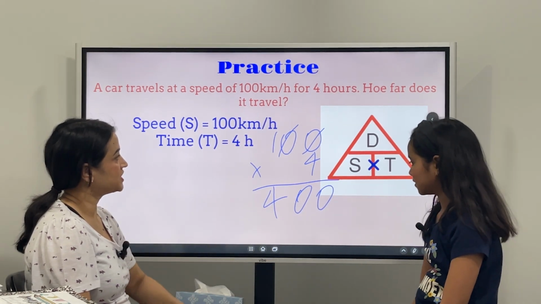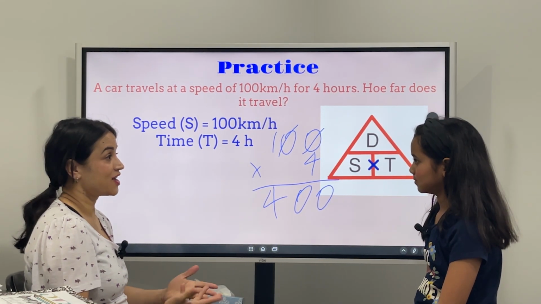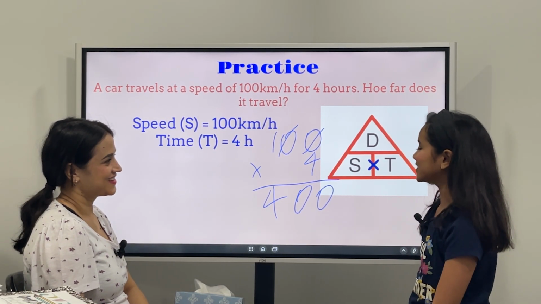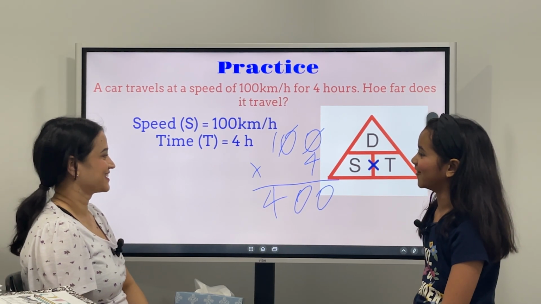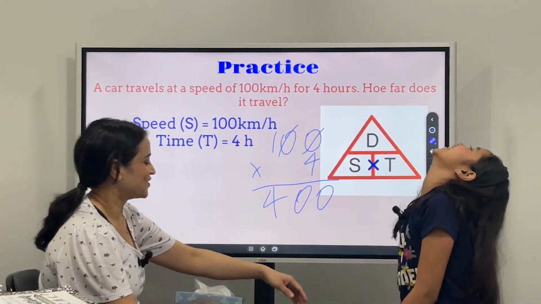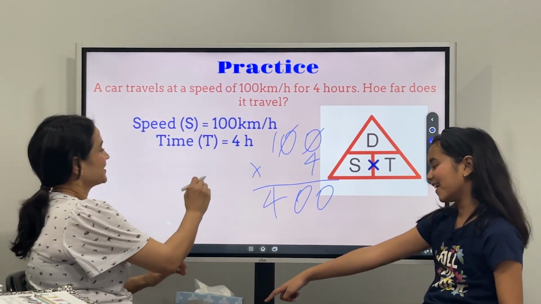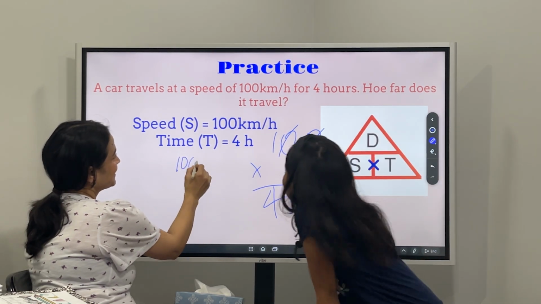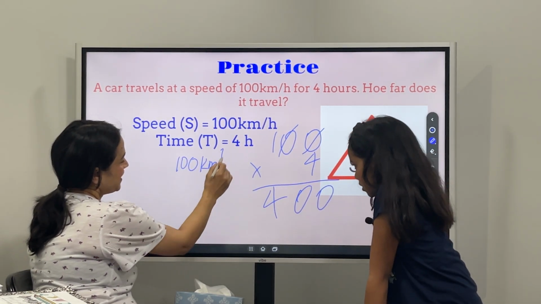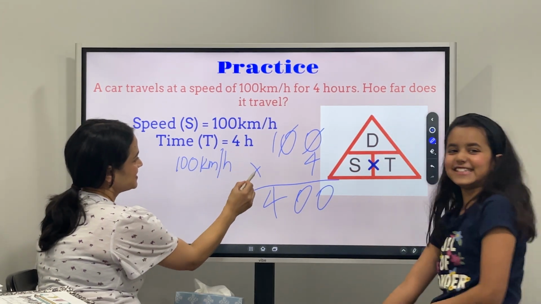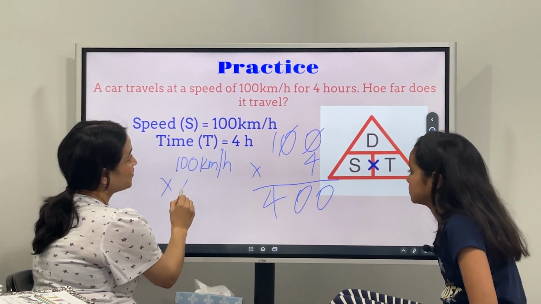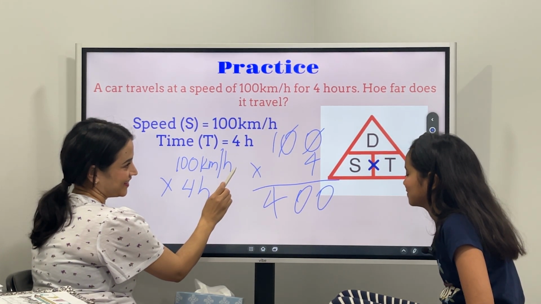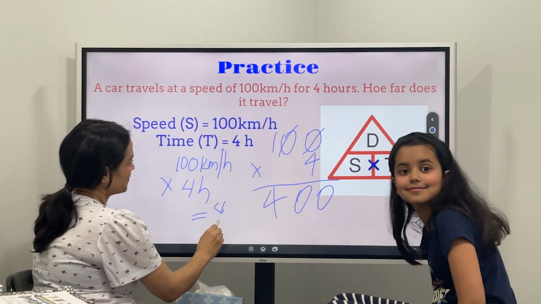So what will be the unit here? 400 what? Kilometers per hour? No. Here, Lina, let me show you. Speed is 100 kilometers per hour, and then times 4 hours, right? So hour is gone, and it's only equal to 400 kilometers.